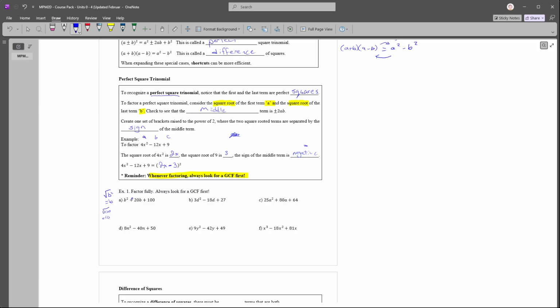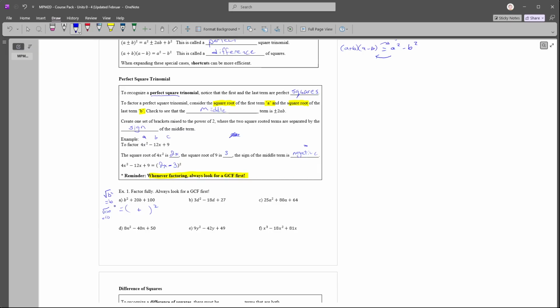What about the middle part? So to get the middle part, what we need to see is if we multiply our a and our b here, okay? If we multiply our b times 10, that gives us 10b, and then double it, we get 20b. So that matches as well. Okay, so that means we can use the shortcut. So in order to use the shortcut, a set of brackets with a square, the sign is going to match the sign of the b term.